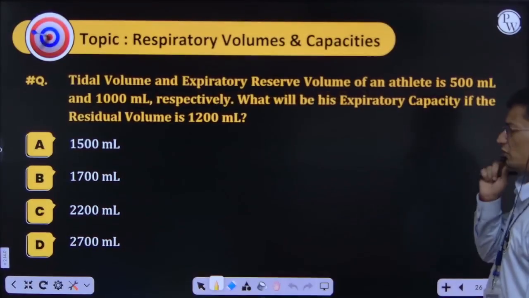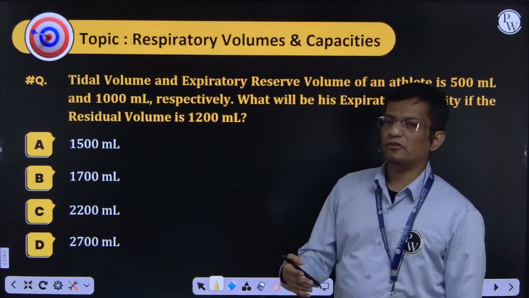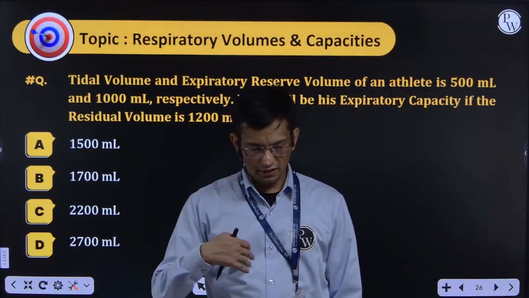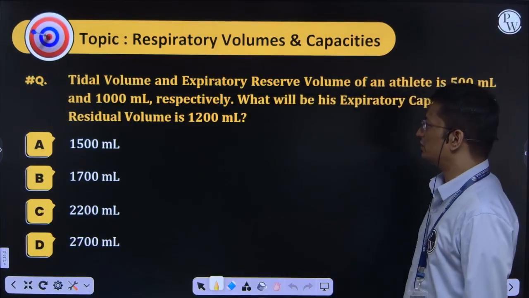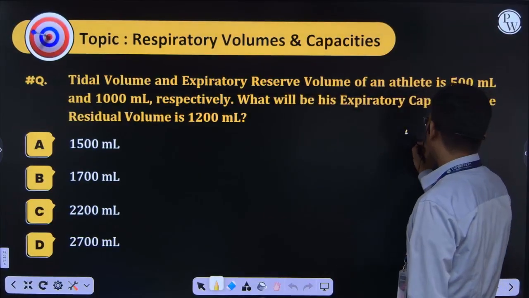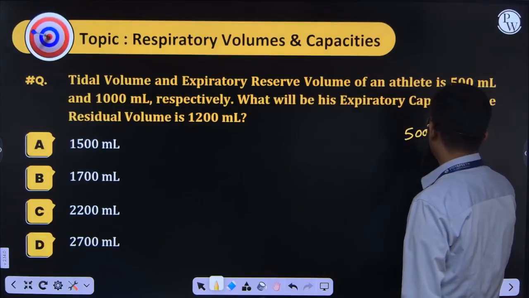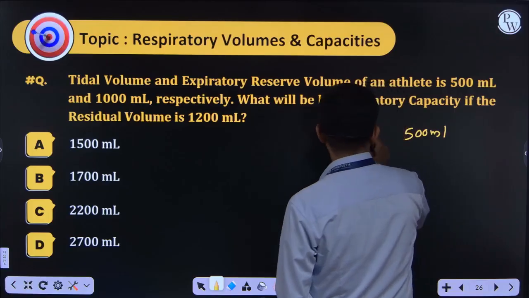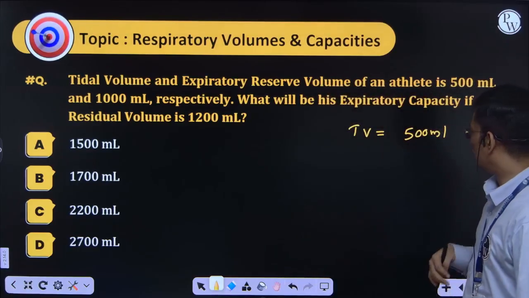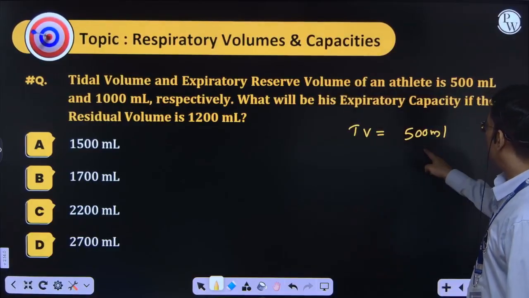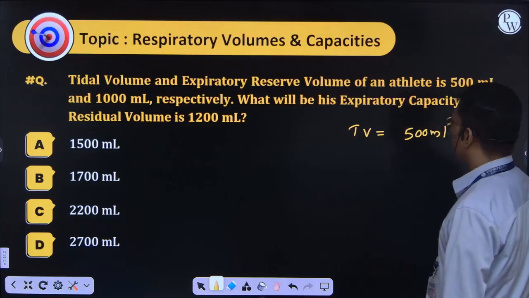Tidal volume. Tidal volume means what? Tidal volume is the volume of air a person takes in and gives out during normal inspiration and expiration. That's around 500 ml. 500 ml is the tidal volume. In normal breathing, how much volume of air the person takes in or gives out, that we call tidal volume.